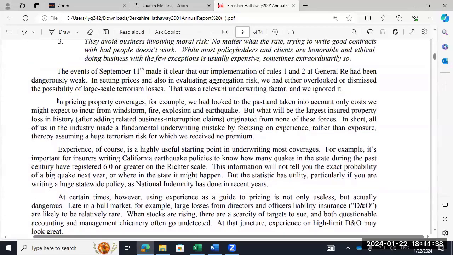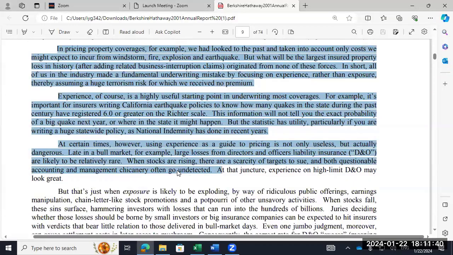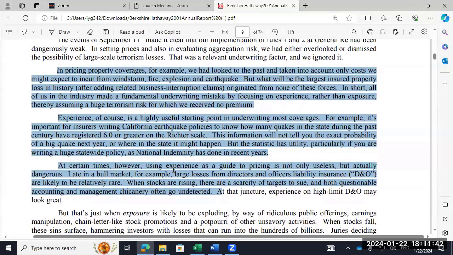All right. So this is actually my favorite part of the paper. So here he's going to talk about something called experience, something called exposure. Experience is pretty simple. Experience is historical frequency and severity. That's all experience is. It's historical statistics.